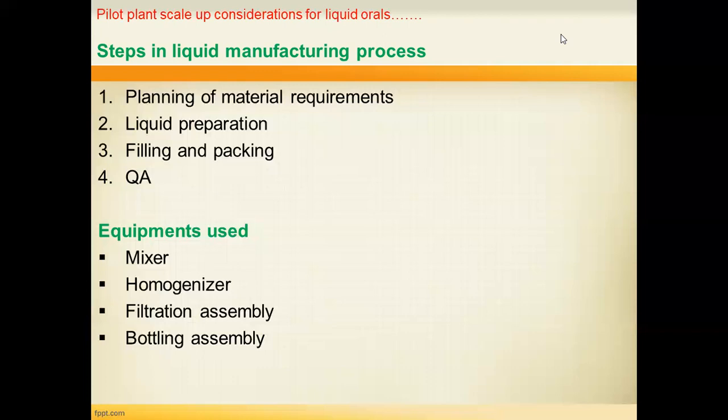In all liquid orals, mixing plays an important role, so various mixers are used for that purpose. Planetary mixers are used, for example. In the case of homogenizers, various homogenizers are used to make both phases miscible. If any particles or contaminations are present, you can use a filtration assembly, and a bottling assembly is used for filling, because all are liquid products and are filled in bottles. So these are the various equipments used in the manufacturing of liquid orals.